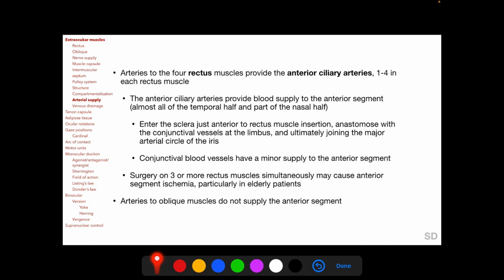These anterior ciliary arteries enter the sclera just anterior to the rectus muscle insertion and anastomose with conjunctival vessels at the limbus and ultimately join the major arterial circle of the iris. Thus, conjunctival blood vessels also have a minor supply to the anterior segment, and it is very important to remember that simultaneous surgery on 3 or more rectus muscles may cause anterior segment ischemia, particularly in elderly patients. However, arteries to oblique muscles do not supply the anterior segment.